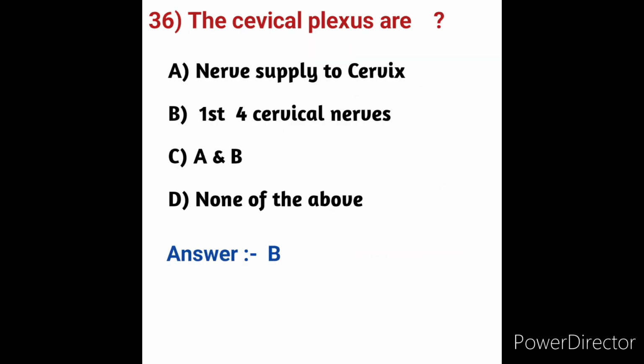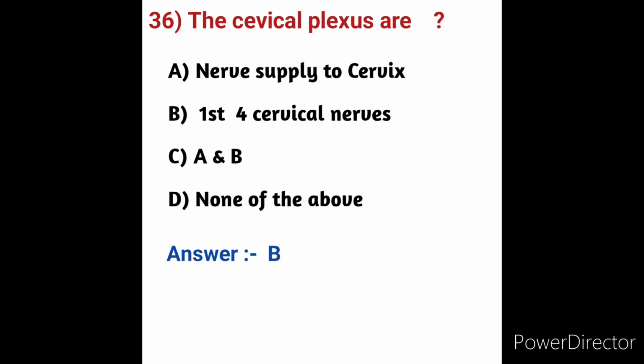The cervical plexus is... options. Option A nerve supplied to cervix, option B first four cervical nerves, option C A and B, option D none of the above. Here the cervical plexus is the first four cervical nerves, option B is the correct answer.